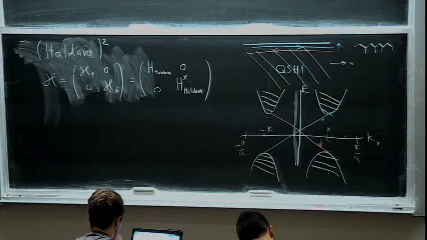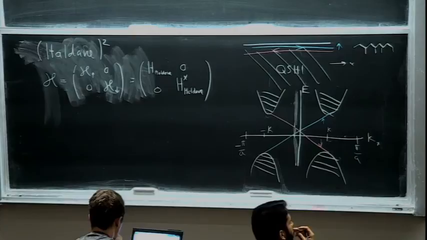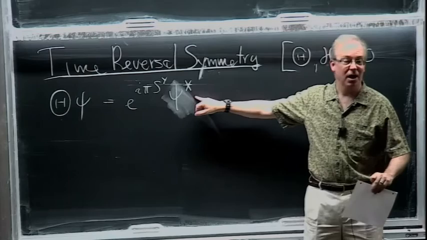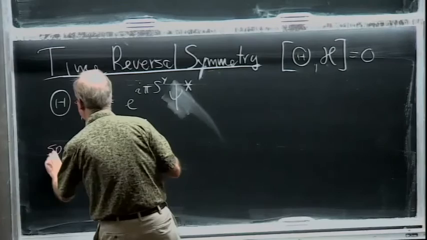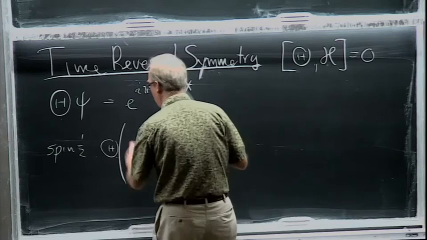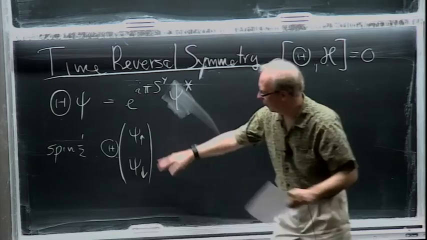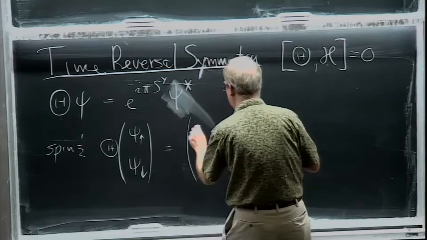It does two things. One thing is it rotates the spin. It sort of takes the up spins to the down spins. That's what this pi rotation about Sy does. But it also takes the complex conjugate. Okay, so this is how time reversal symmetry is represented in the Schrodinger equation. Now, in particular, if I have a spin a half particle that has an up and a down spin component, then time reversal interchanges the up and the down spins with the complex conjugate.